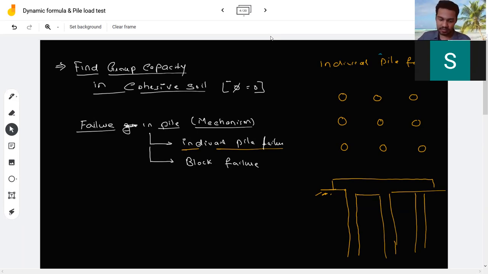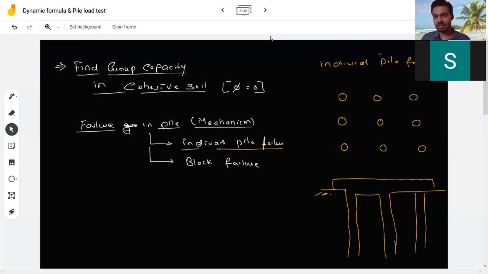तो इसमें इंडिविजुअली पाइल फेल हो रहा है. दिस इज माय फेलियर सरफेस व्हिच आई हैव ड्रॉन इन ब्लू कलर. इसी चीज को अगर मैं क्रॉस सेक्शन में दिखाने जाऊं, दिस इज हाउ इट विल लुक लाइक. मेरा इंडिविजुअली हर पाइल फेल हो रहा है. सो दिस इज माय failure surface. This is my failure surface.